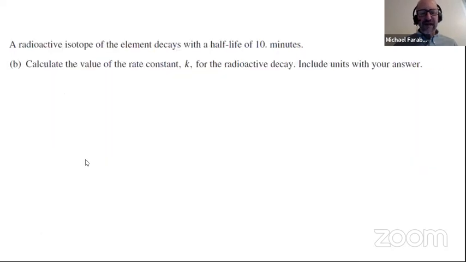All right, here we have a rate constant question. A radioactive isotope of a particular element, doesn't matter which one, decays with a half-life of 10 minutes. Calculate the value of the rate constant K for the radioactive decay. Include units in your answer.